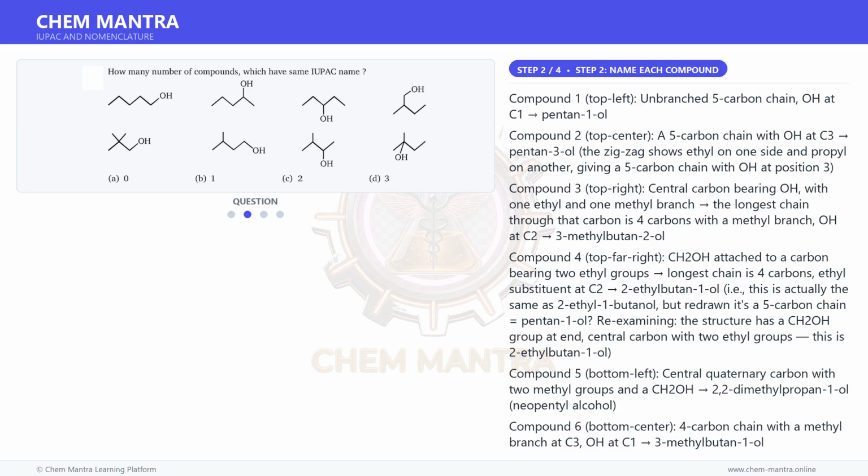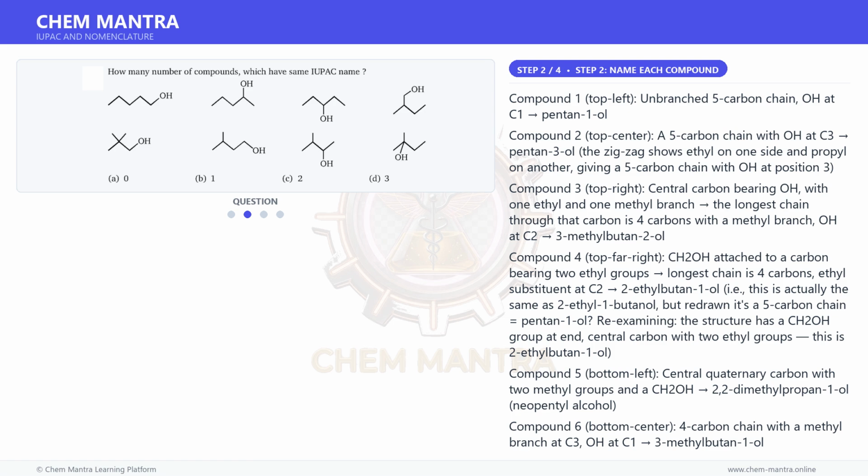Moving on to the next step. Compound 1, top left: unbranched 5 carbon chain, OH at C1, pentan-1-ol. Compound 2, top center: a 5 carbon chain with OH at C3, pentan-3-ol. The zigzag shows ethyl on one side and propyl on another, giving a 5 carbon chain with OH at position 3. Compound 3, top right: central carbon bearing OH, with 1 ethyl and 1 methyl branch. The longest chain through that carbon is 4 carbons with a methyl branch, OH at C2, 2-methylbutan-2-ol.